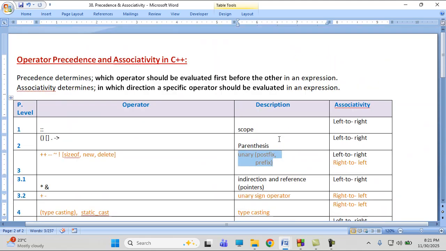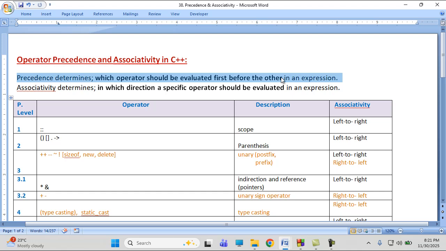If you go to Google and search for operator precedence and associativity table in C++, you can easily get this table, guys. Just search for operator precedence and associativity in C++. Let's have a demo and understand what this precedence actually means.